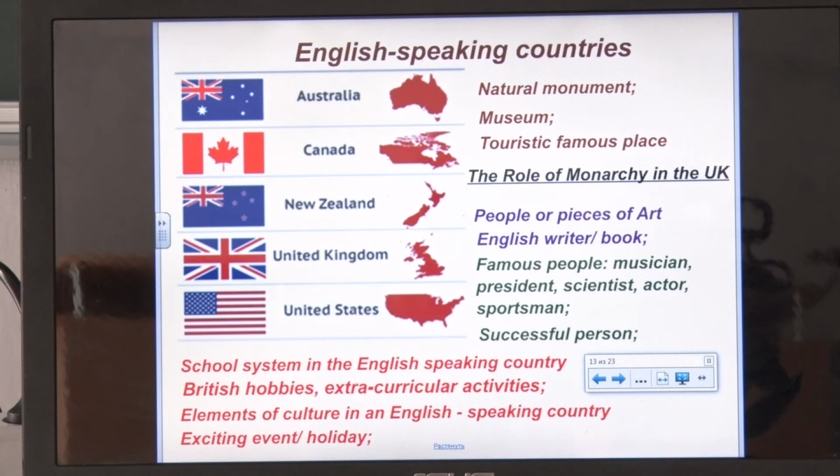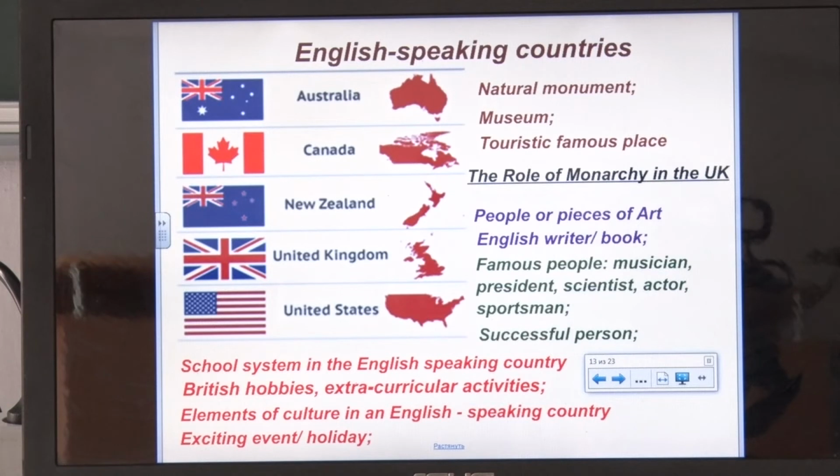School system in the English-speaking countries also is very important because you may be asked to write about this system in the comparison to the Moldovan, Gagauzien educational systems. British hobbies, extracurricular activities, sports also is one of the main topics. Elements of culture in an English-speaking country also should be mentioned.